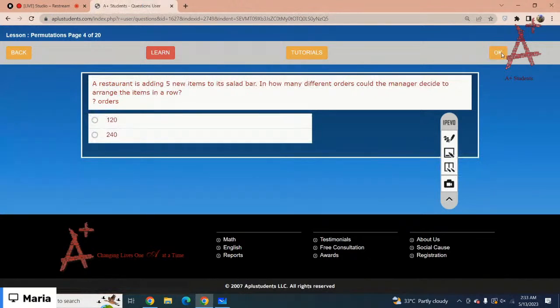Okay, the next one is: a restaurant is adding 5 new items to its salad bar. In how many different orders could the manager decide to arrange the items in a row? So, which is the correct option?